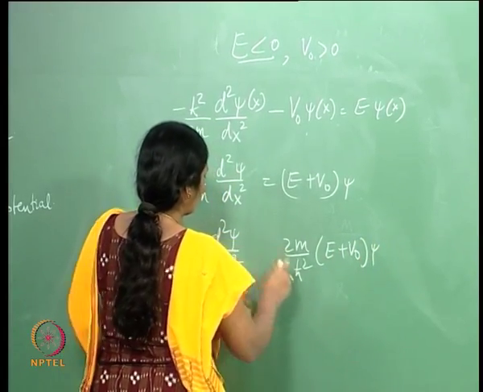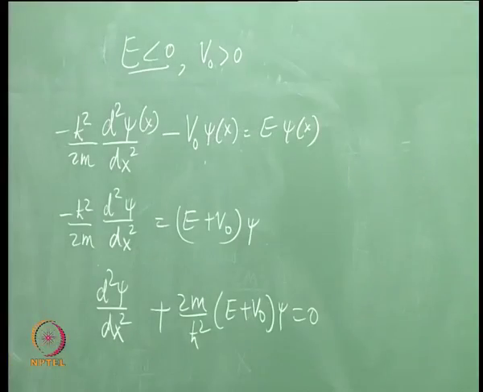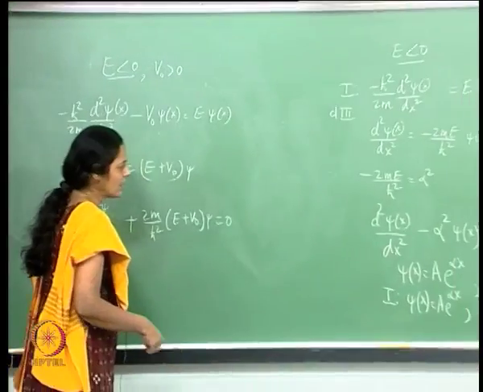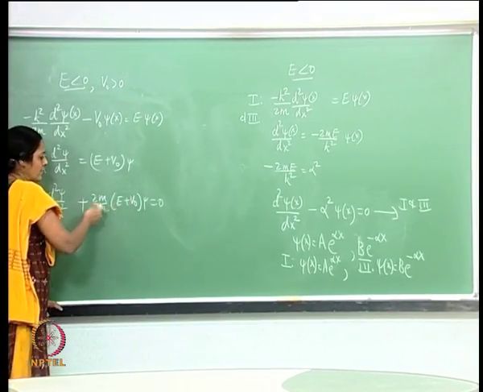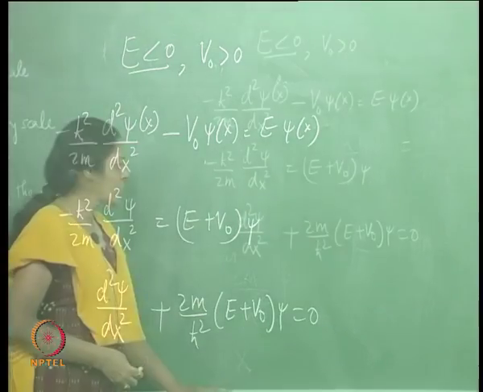I can always pull it to the side and write that d2 psi by dx squared plus 2m (E plus V0) by h cross squared psi equals 0. I know that 2m E by h cross squared, I've already worked that out, has dimensions of 1 by length squared. So this also is energy, and this too has dimensions 1 by length squared.